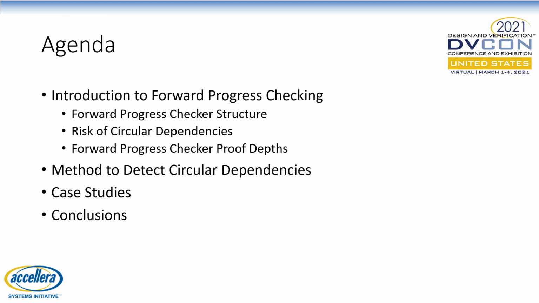I will start by introducing the concepts of how we define and build forward progress checkers, how we reason about forward progress checker proof depths, and how decomposition of forward progress checkers can lead to the risk of circular dependencies. Then I will introduce the method that we developed to detect circular dependencies in a set of forward progress checkers. Finally, I will share a couple of case studies about the application of the method to blocks of a GPU level 2 cache design.